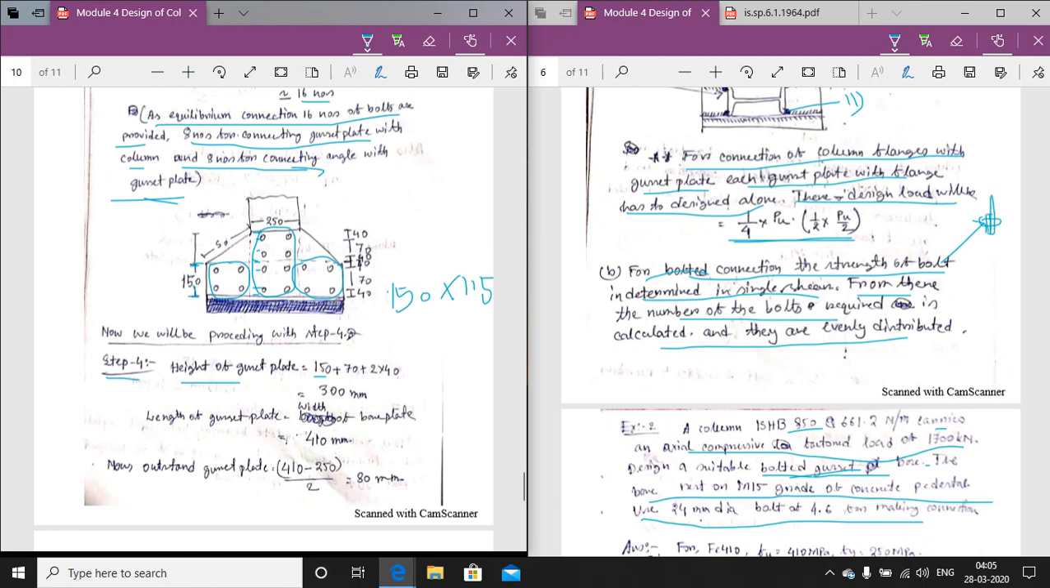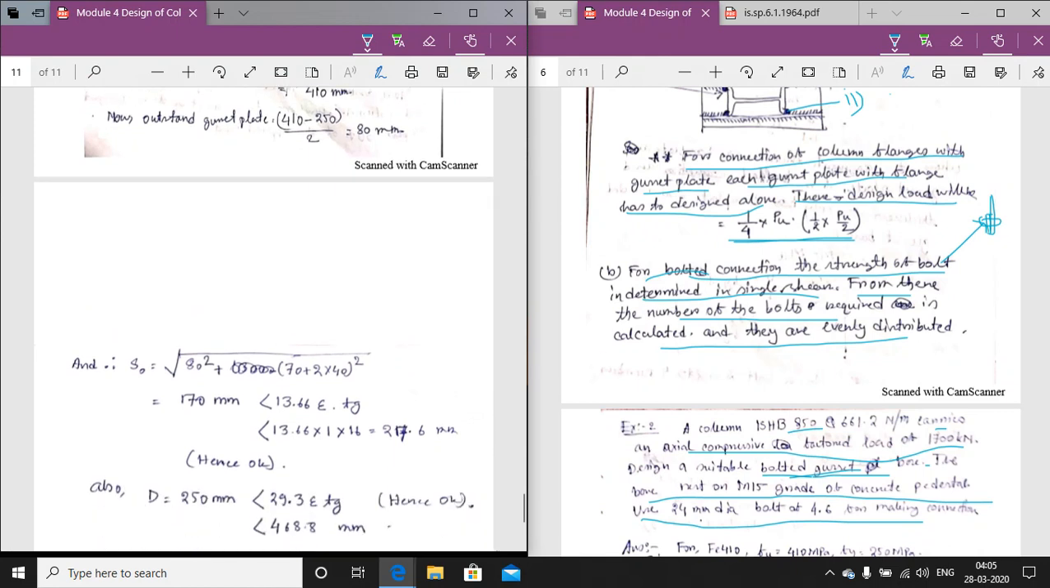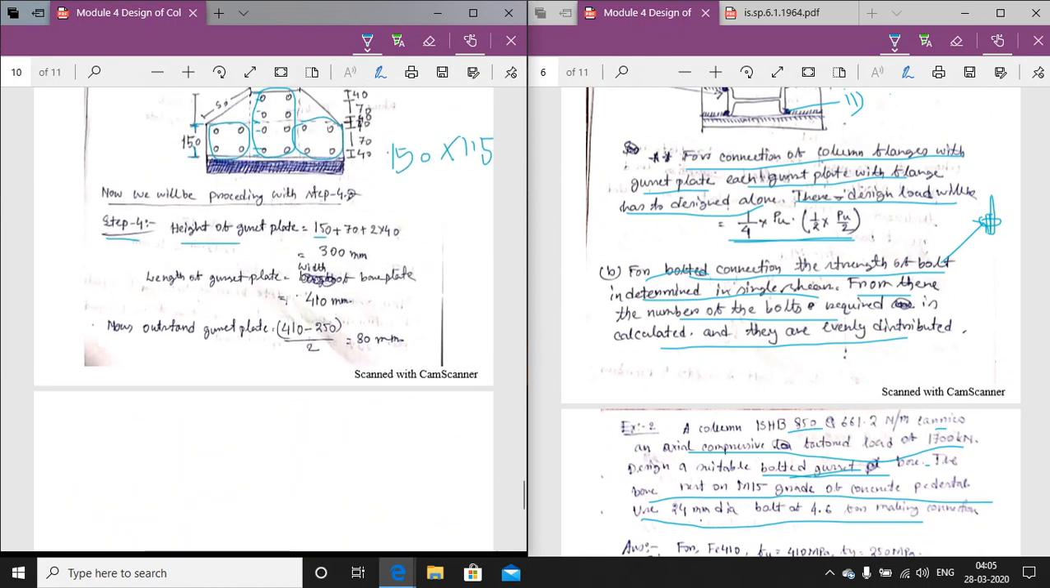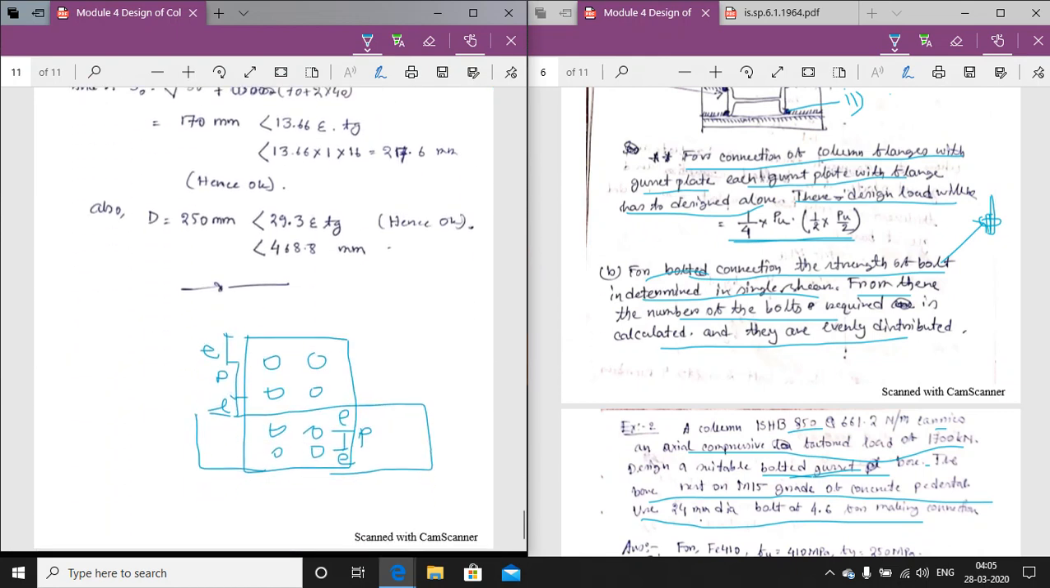Also we are providing 150. Also one thing you can see is that this is pitch 70, this is 40, this is 40. That means 40 plus 40 is 80, and this is 70 plus 80. Here it is also 70 plus 80. So the total length of the gusset plate will be equal to 300.